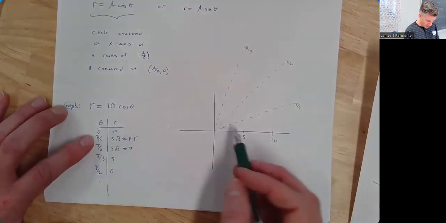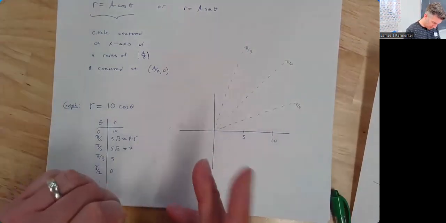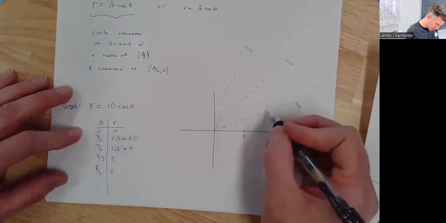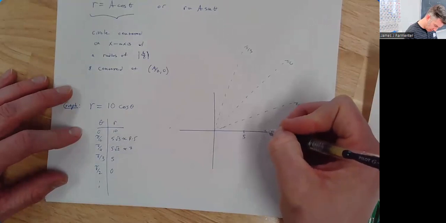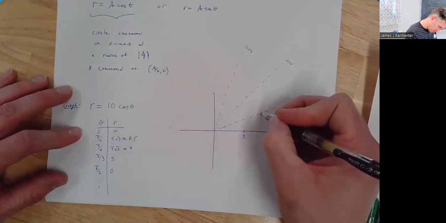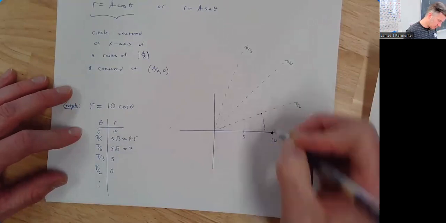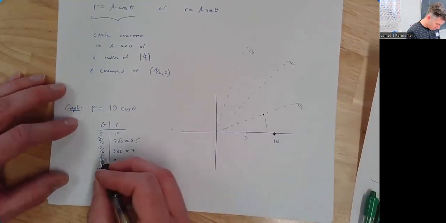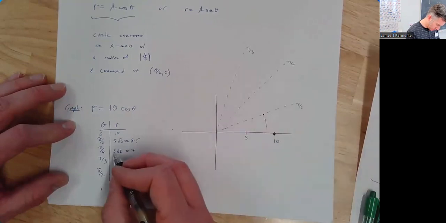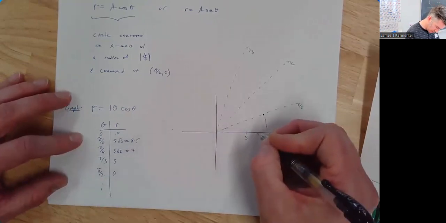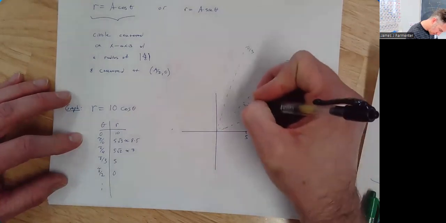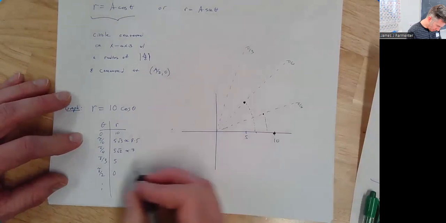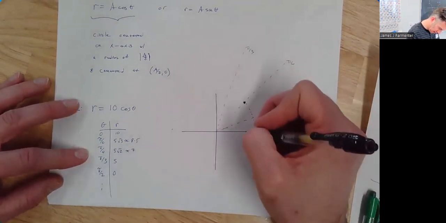So when theta is 0, my value is 10. Theta is pi over 6, my value is 8.5, which is maybe about right there. I kind of think about that being like that. It's not straight down, it's arcing down along the circle. When theta is pi over 4, my value is 7. So maybe 7 goes right there. And then when theta is pi over 3, my value is 5.